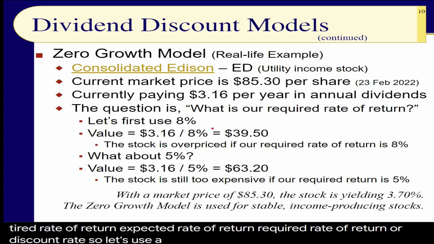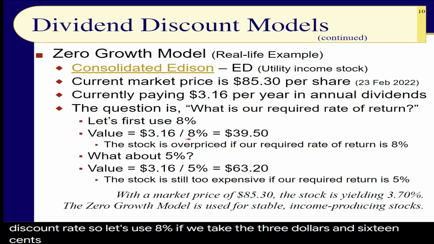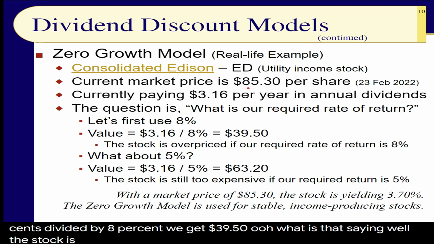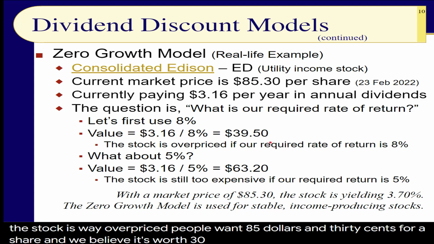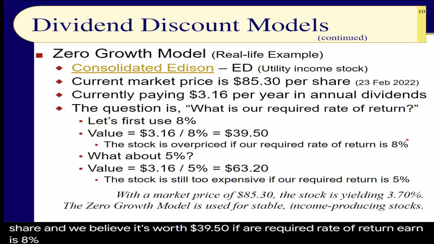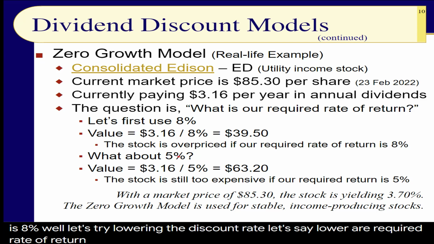So let's use 8%. If we take the $3.16 divided by 8%, we get $39.50. Ew. What is that saying? Well, the stock is way overpriced. People want $85.30 for a share, and we believe it's worth $39.50 if our required rate of return is 8%. Well, let's try lowering the discount rate. Let's say we lower our required rate of return to 5%.